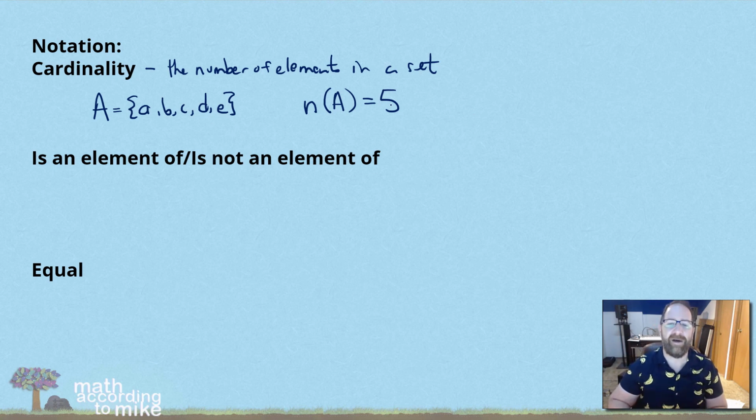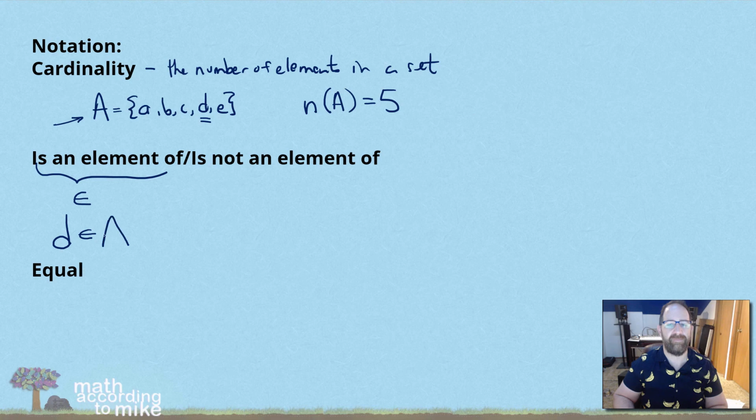Next up is the idea of is an element of and is not an element of. So using our set A here, I could ask you, is the letter D in the set A? And you would say, hey, yeah, it's right there. So notationally, to say something is inside of a set, we use this symbol. It looks like a C with a line in the middle. So to use it, we would say D is an element of the set A. That's how that would be pronounced.